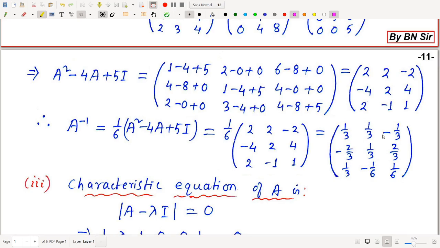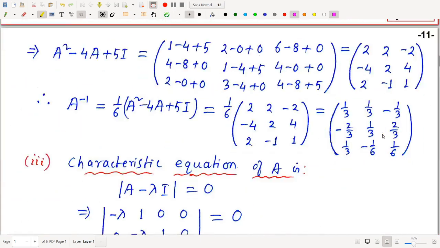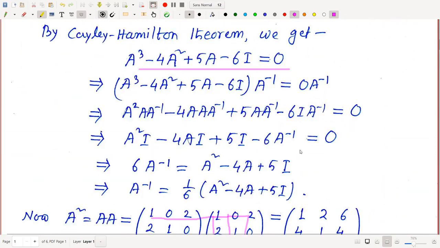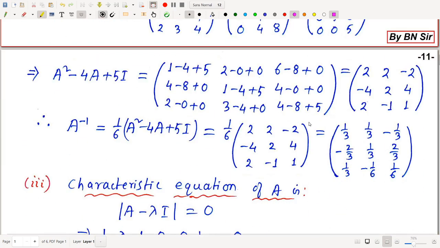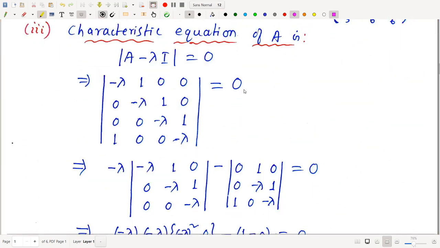Without finding the adjoint matrix, cofactors, etc., we have found the inverse of the matrix. Now, Roman 3: the characteristic equation of the given matrix A, which was a 4 by 4 matrix. From the diagonal we have subtracted lambda, and all the diagonal elements are 0, so it will be minus lambda, minus lambda, minus lambda like that. The other elements remain the same. So this is the determinant of A minus lambda I equal to 0.